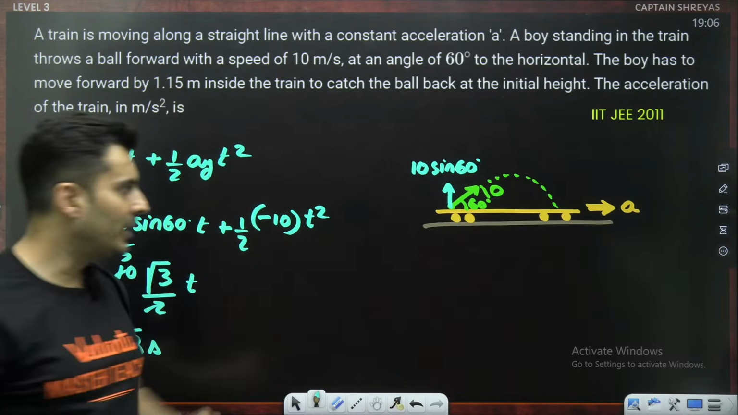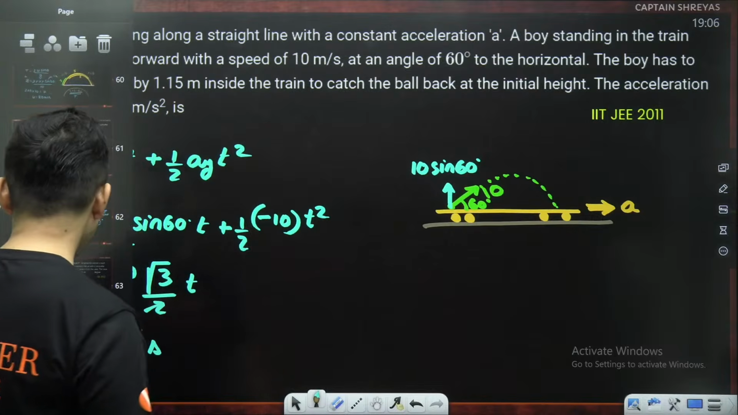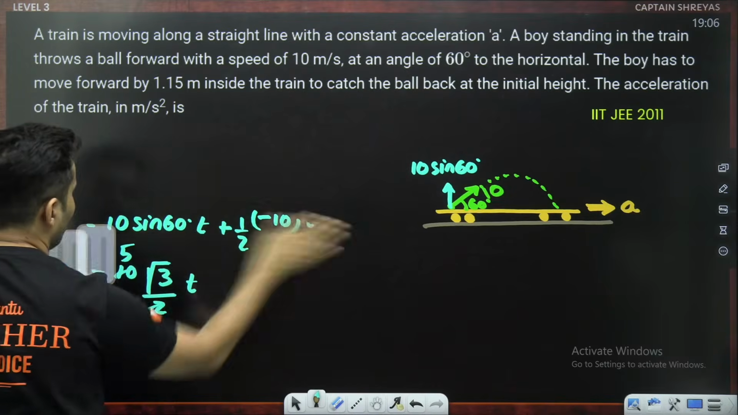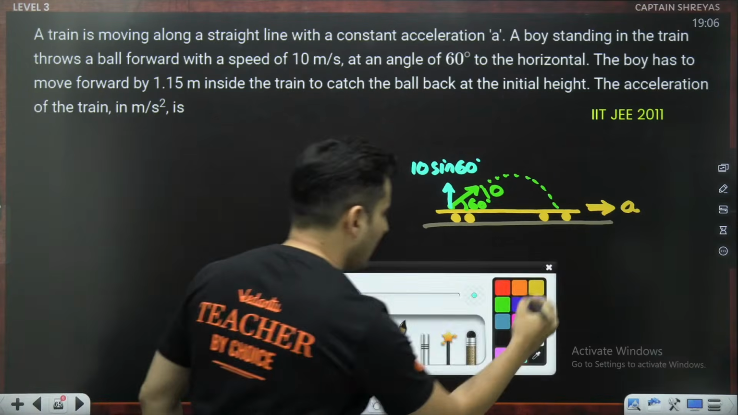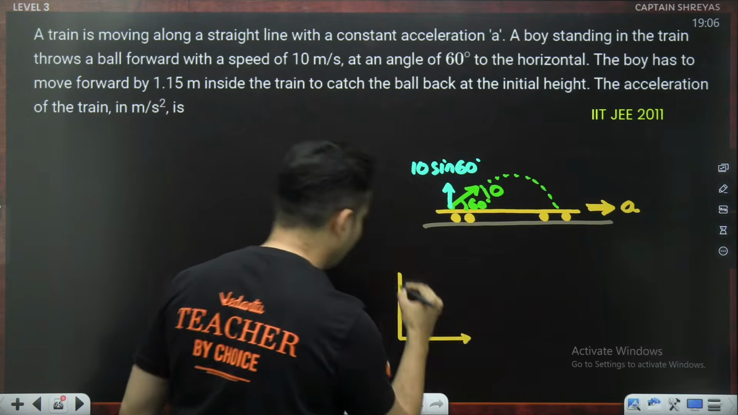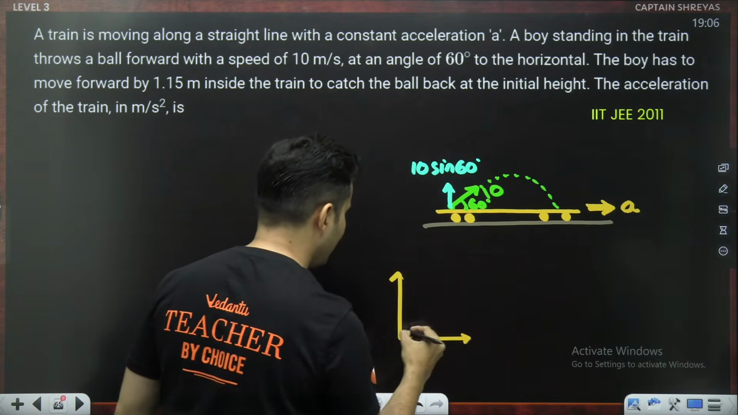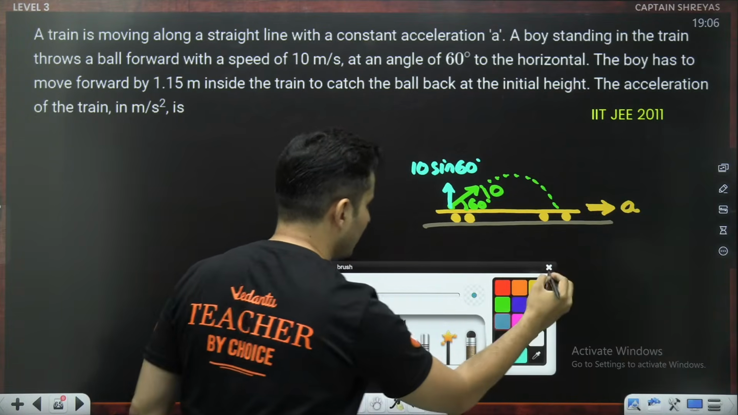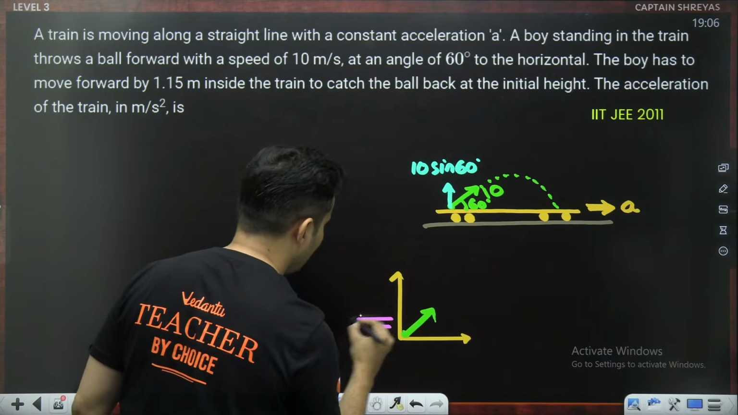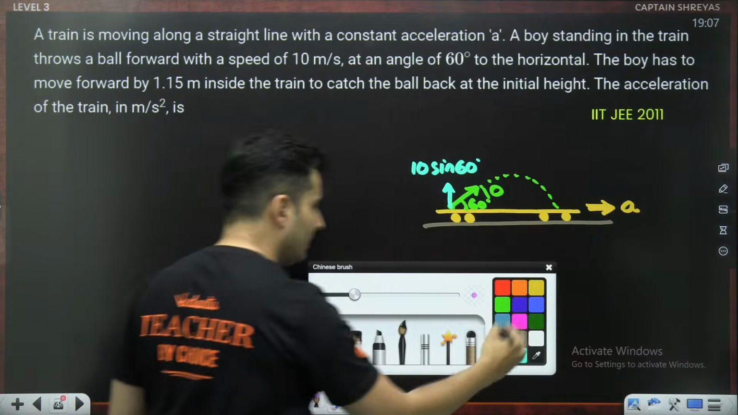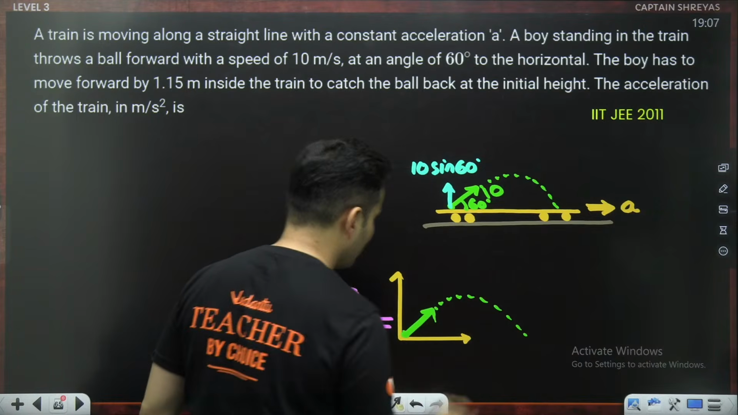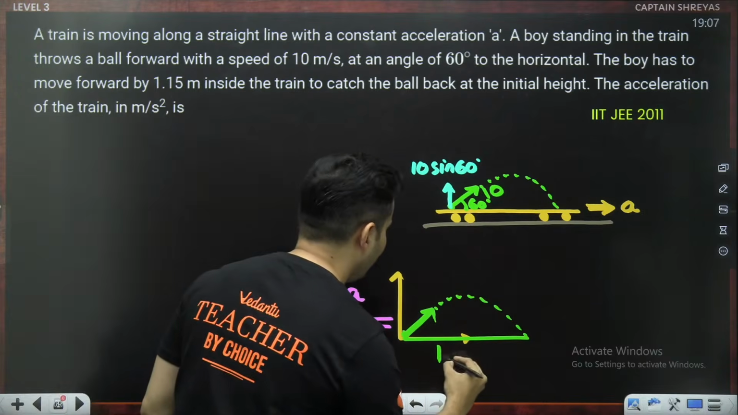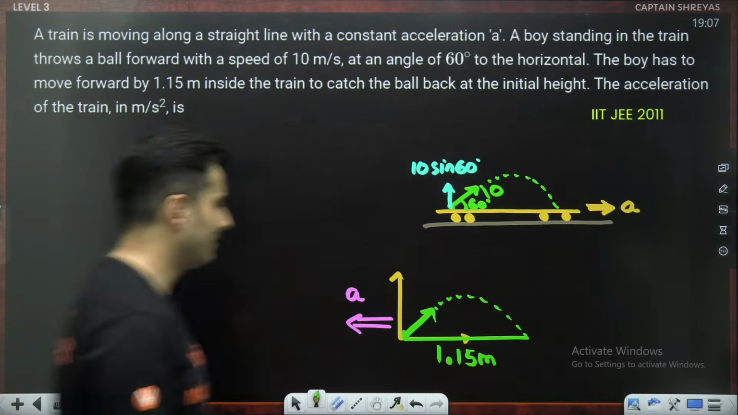Got it? So let's try to think. What do we do ahead? Let me just create a duplicate of this. Time I just got as root 3. Okay, no issues. So now I'm going to sit in the perspective of the train. This ball, which has been thrown over here, now has a new acceleration in the backward direction like this. Let's say this is a. And this ball goes like this and falls over here. And this distance is given to be 1.15 meters. This is what is given.